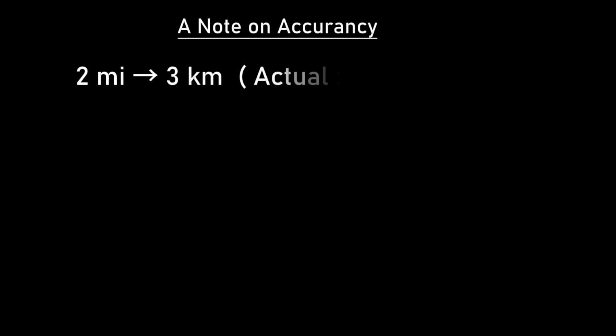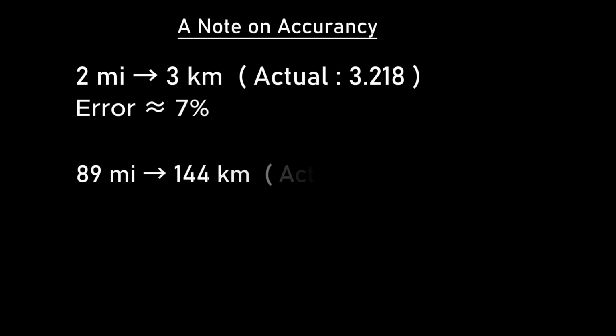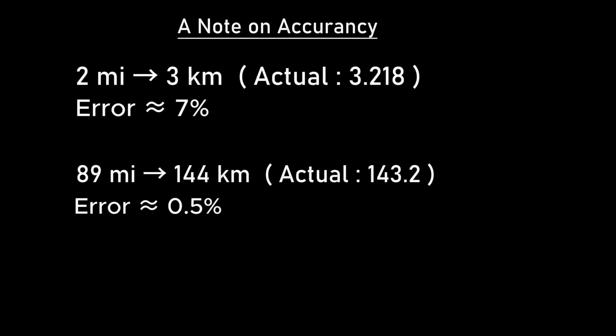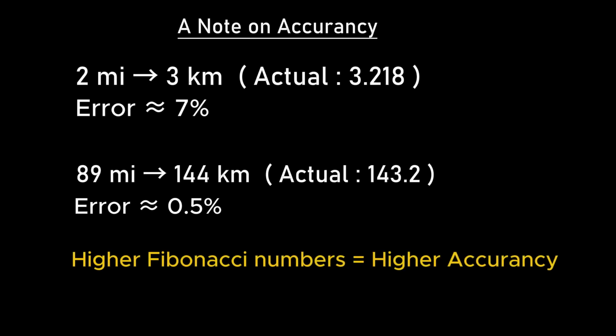2 miles to 3 kilometers. 2 times 1.609 is actually 3.218. The error here is about 7%. 89 miles to 144 kilometers. 89 times 1.609 is 143.2. The error here is only 0.5%. The further you go down the sequence, the more accurate the golden ratio approximation becomes, and the more accurate your conversion will be. We have practiced reverse conversion and analyzed the accuracy of the trick across different scales.